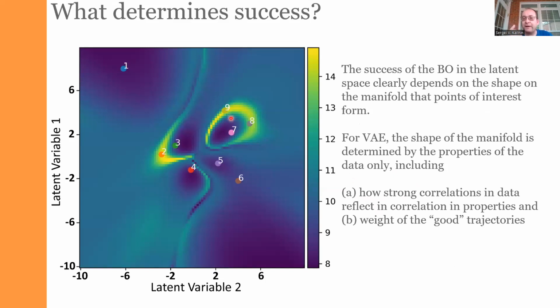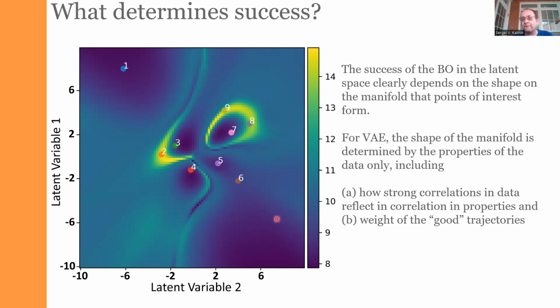The problem is that the success of the Bayesian optimization in the latent space clearly depends on the shape of the manifold that the points of interest form. So that part is clear. That's what we have seen in this process. But the important thing, and that's a really key statement, is that for the VAE, the shape of the manifold is determined by the properties of the data only. It does not depend on the properties of our target function. So it is determined by the strength of the correlation in the data. And our useful regions have a shape which is determined by two things. First, how strong the correlation in the data is, reflected in correlations and properties. So this is item number one. And the second thing that matters is the weight of the good trajectories.